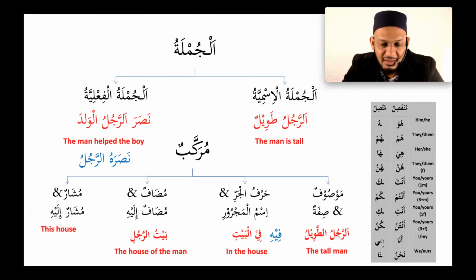So fihi will mean in it. How do I say in them, for a group of males or a mixed group? Fihum is right in terms of applying it, but I'll change the damma to a kasra to make it flow better. So I'll say fihim instead of fihum. Good. How do I say in us?